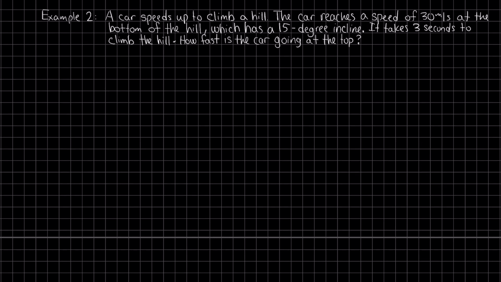Our next example reads, a car speeds up to climb a hill. The car reaches a speed of 30 meters per second at the bottom of the hill, which has a 15-degree incline. It takes 3 seconds to climb the hill.